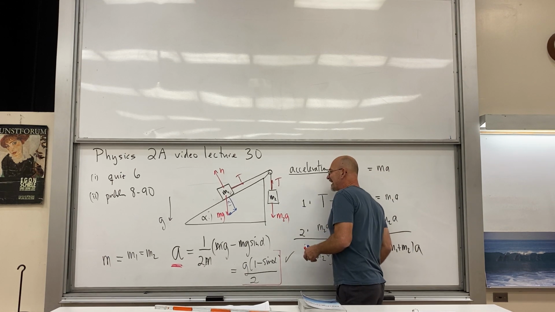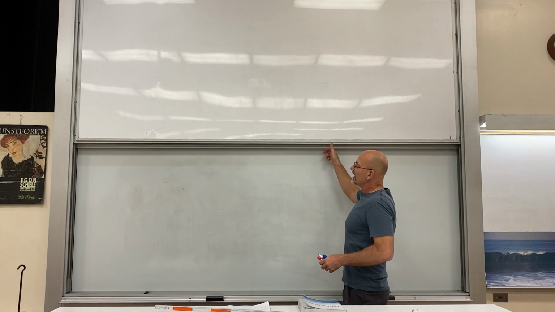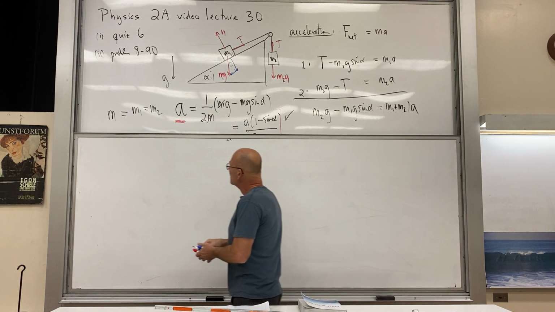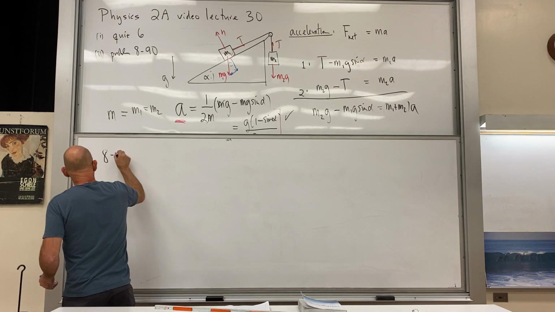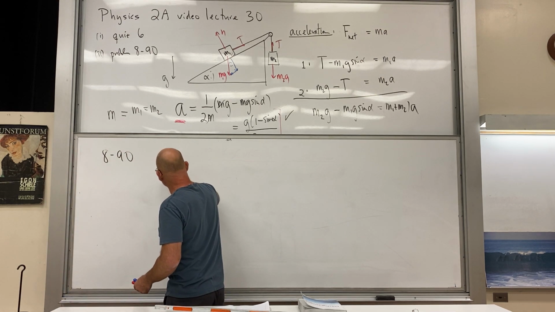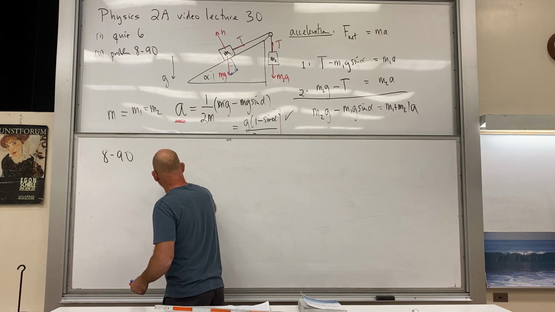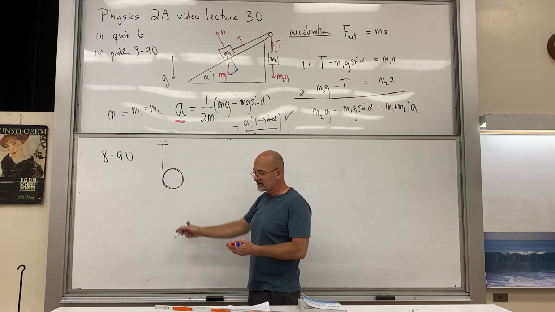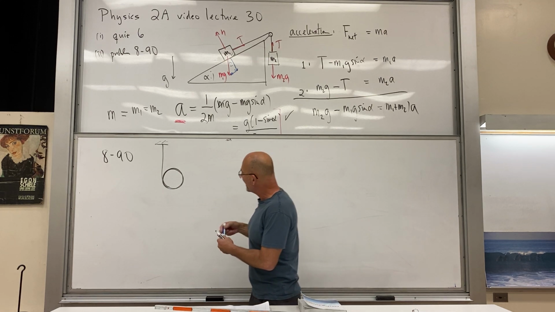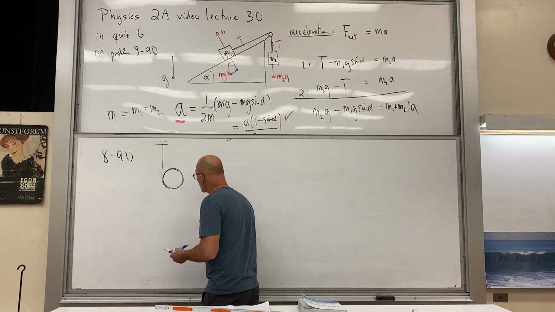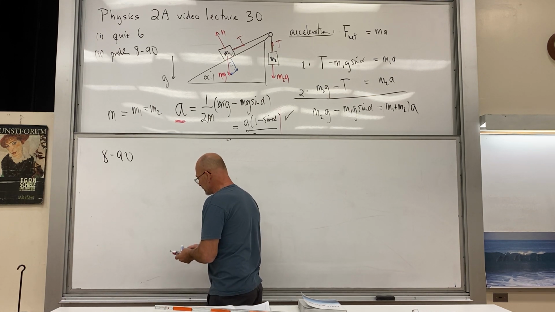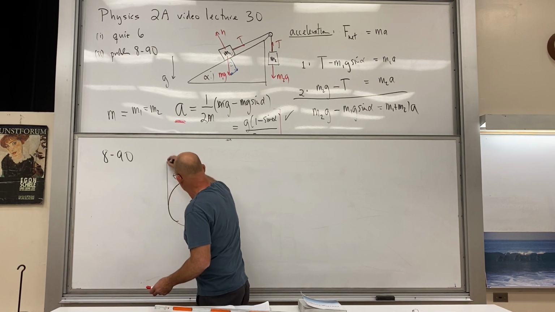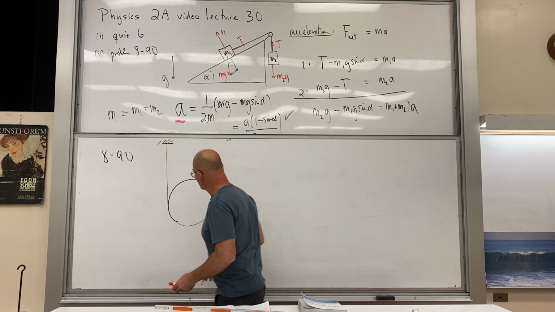The other problem, 8.90, is actually pretty interesting. So 8.90 was this cylinder that's been wrapped with a string. It's just unwinding under its own weight, unwinding and falling down. So how about we do a bigger picture, just to make sure it's all visible. So here's our cylinder. It's just unwinding there.